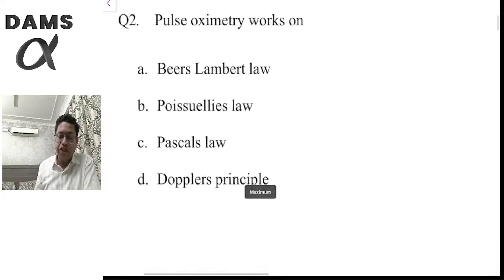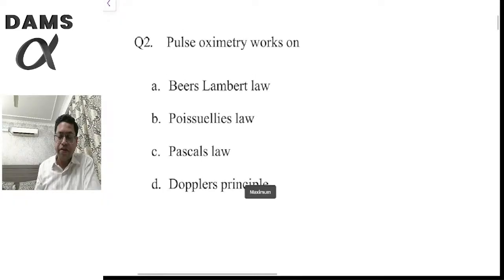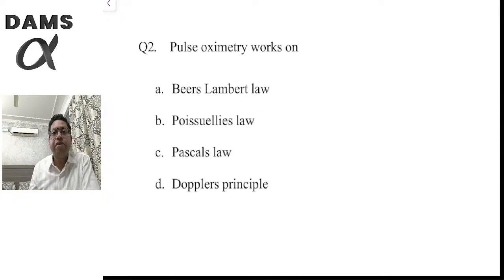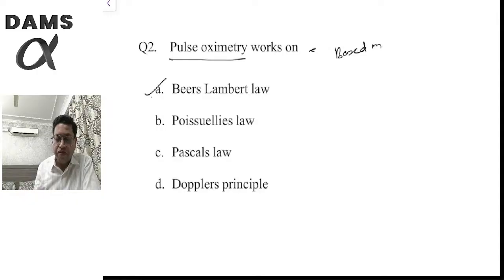Coming over to question number 2. Pulse oximetry works on Beer-Lambert law, Poiseuille's law, Pascal's law, or Doppler's principle. For this, you should know that pulse oximeter is another pulp vitality test that is based on option 1, that is Beer-Lambert. This is something you have to remember.